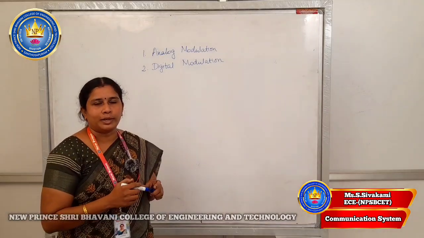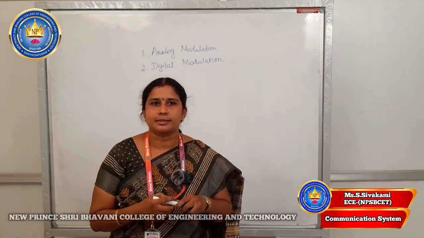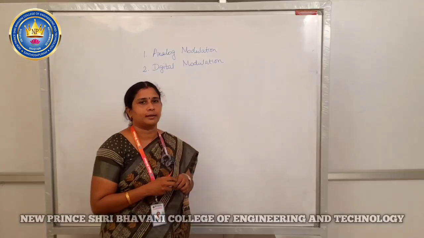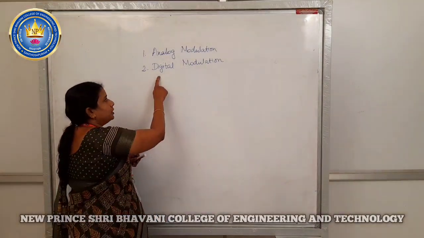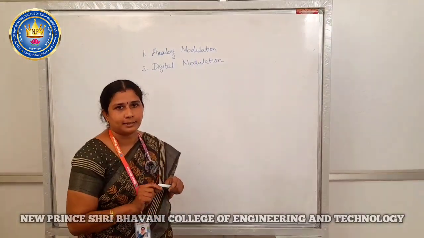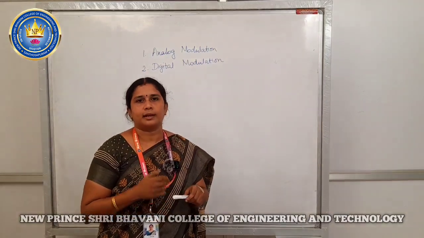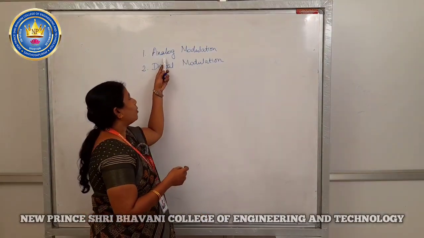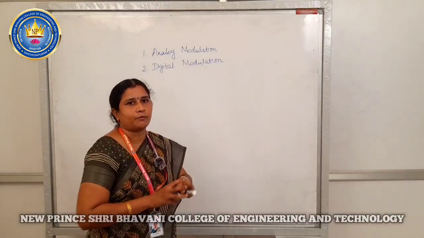In analog modulation, your input signal is an analog signal and the output signal is also an analog signal. But in digital modulation, your input signal is a digital sequence, meaning a digital signal, and your output signal will be an analog signal. In analog modulation, there are three types of modulation.